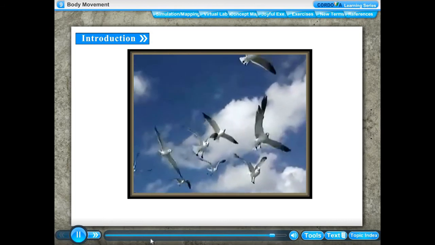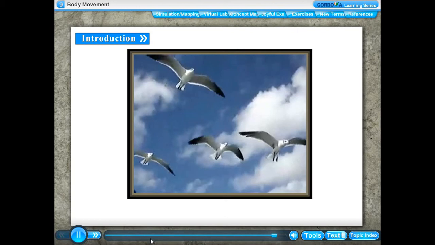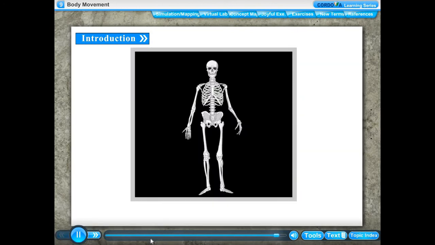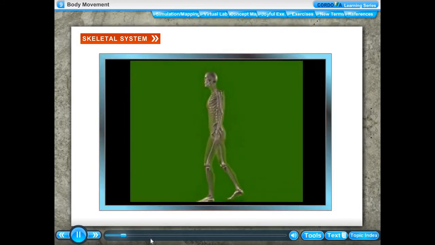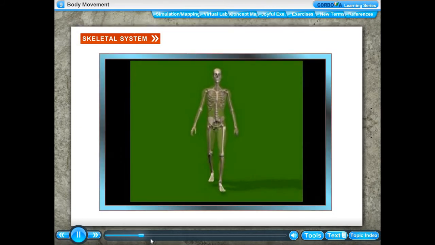Before we discuss the different types of movements in animals, let us take a look at the skeletal system of our body, which helps in the movement of our body parts and locomotion. Skeletal system. All the bones in our body also form a framework to give a shape to our body. This framework, which is made of all the bones in our body, is called the skeleton.